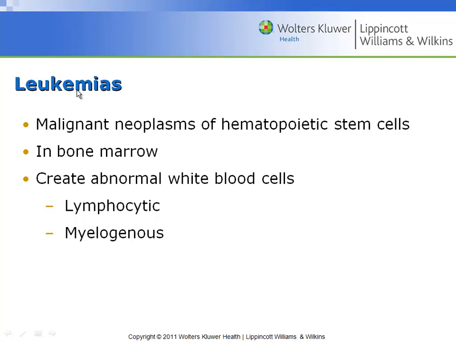So leukemia, leuk is white, emia in the blood, malignant neoplasm of hematopoietic stem cell. So what does that mean? Malignant means it's cancer. Neoplasm means it's new growth. Hematopoietic means it's some cell that's in the blood, and it's stem cells. So this means we're getting a mutation and malignancy at the level of the stem cell. So in the bone marrow, creating abnormal white blood cells. And as we saw before, this division between lymphocytic and myelogenous, that at the very beginning where the cells went down those two different pathways, this is the division that we see.